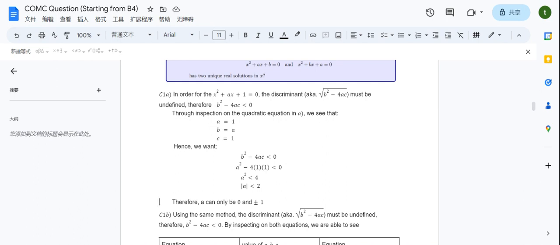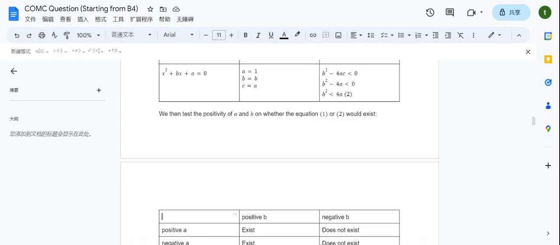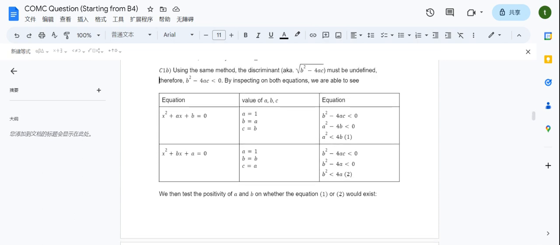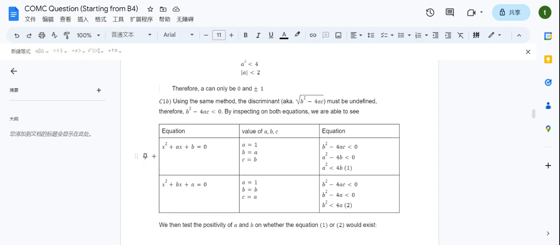Now let's talk about C1b. Using the same method, the discriminant must be negative, hence b squared minus 4ac is less than 0. Expanding on both equations, we are able to derive for the first equation that a squared is less than 4b, and for the second equation that b squared is less than 4a.